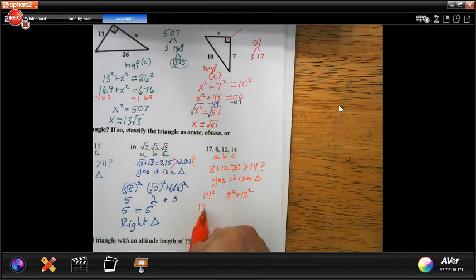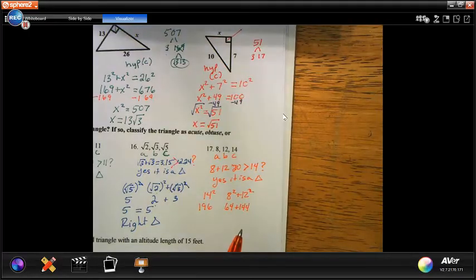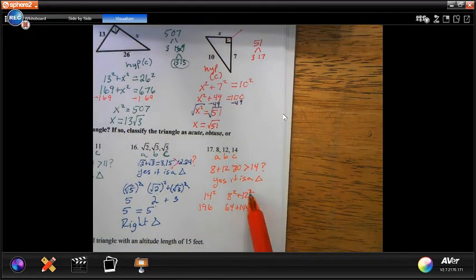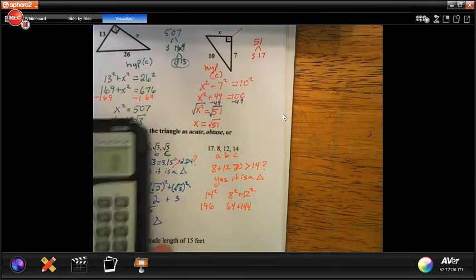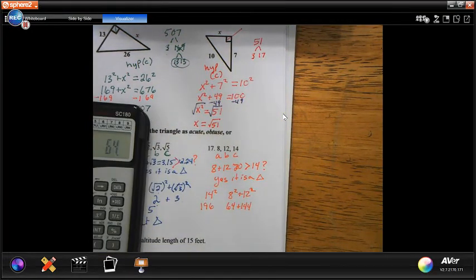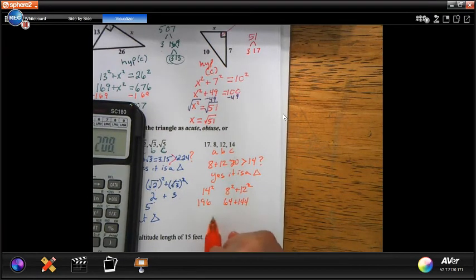14 squared is 196. There's 64 here. Okay, sorry about that. Okay, so 14 squared is 196, 8 squared is 64, 12 squared is 144. So we have to do a little bit of adding here. 64 plus 144, that's 208. So 196 over here, 208 over there.